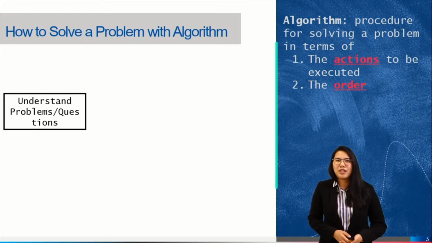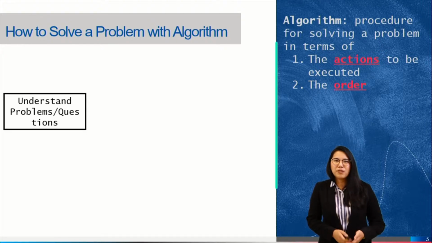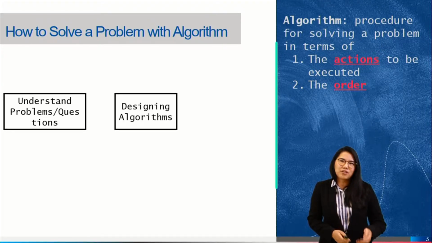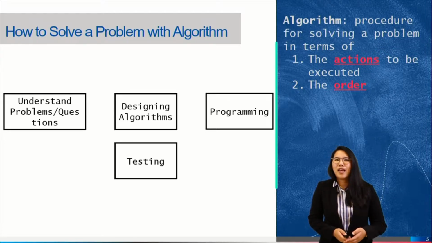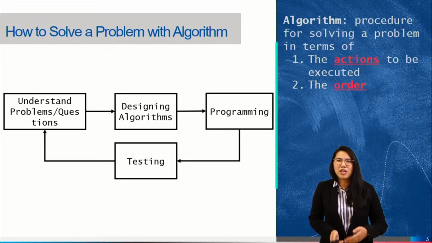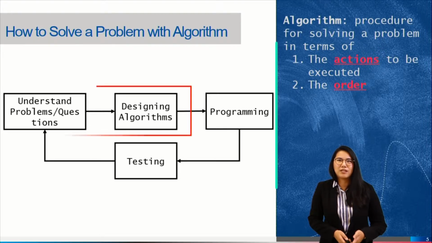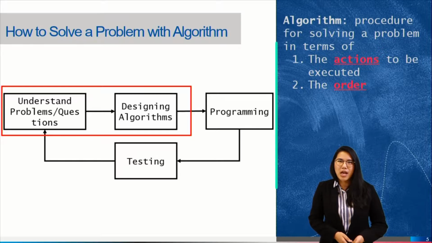So here is the process. The first one, you need to understand the question or your problem. And then you decide the algorithm. After you have your designed algorithm, you can program the software. And then you test it, and you keep going until it's complete. Today we're going to focus on understanding the question and designing algorithms.